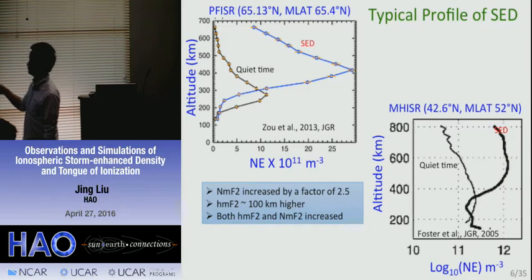This is from Millstone Hill incoherent scatter radar observation. This is the heavy black line for the SED profile, and the thin black line is also the quiet time reference. We see the NmF2 and the hmF2 are both increased.